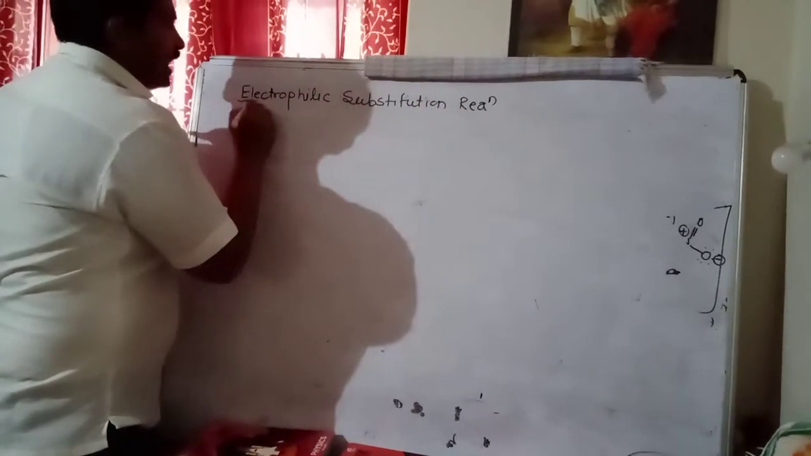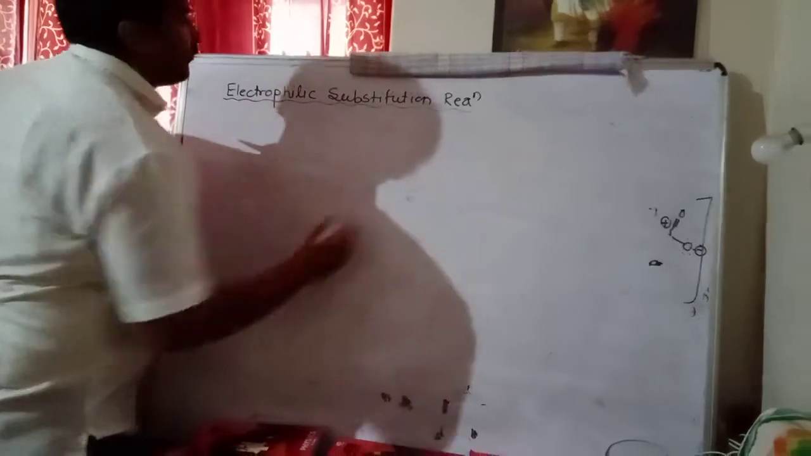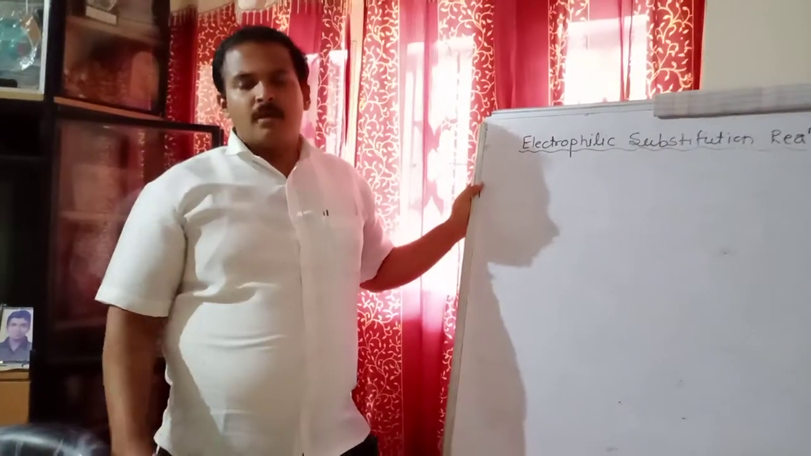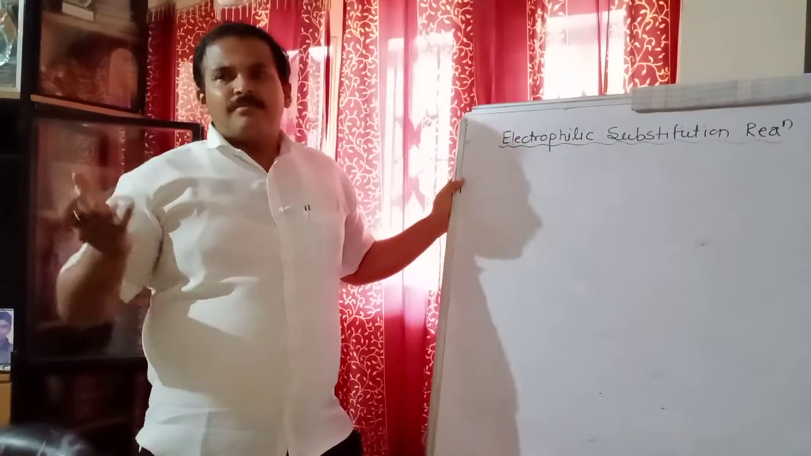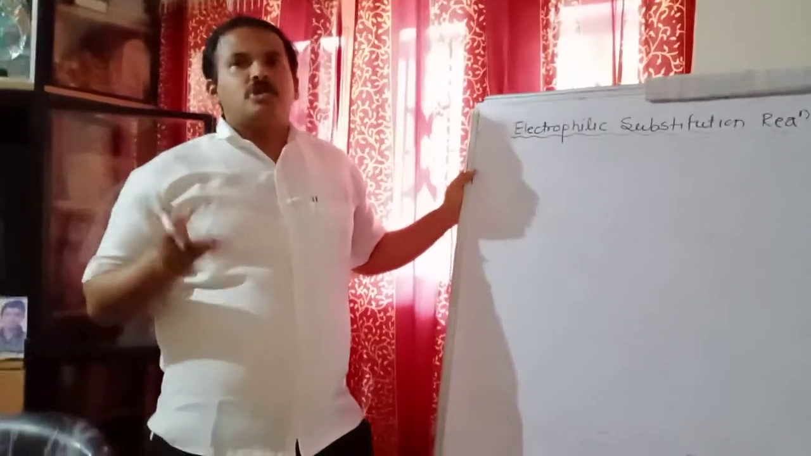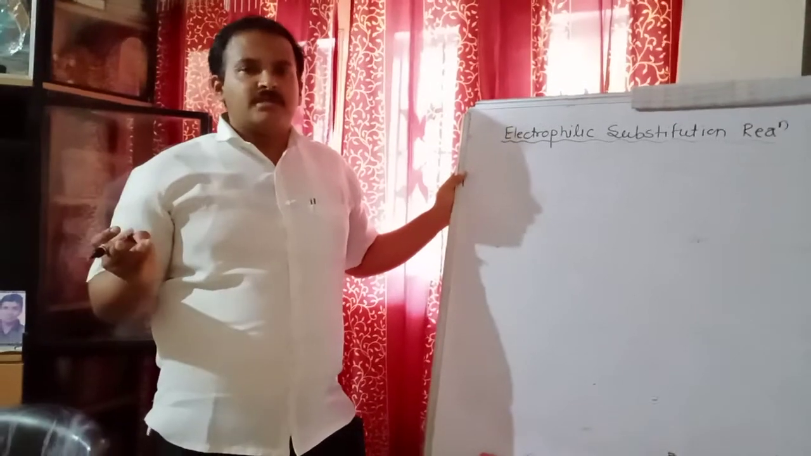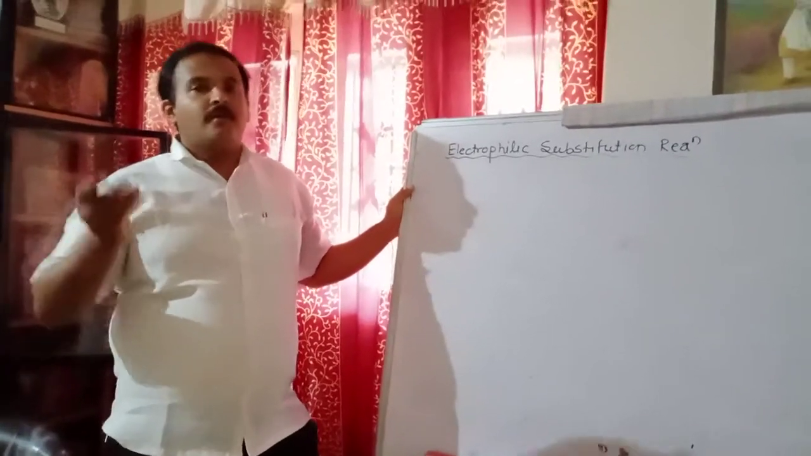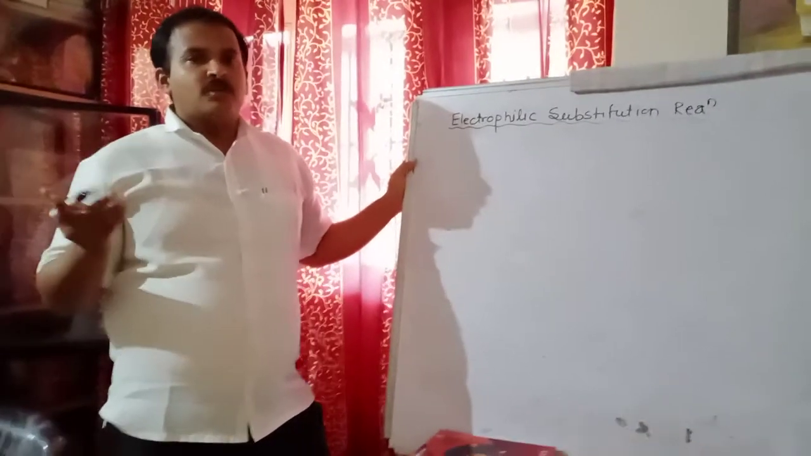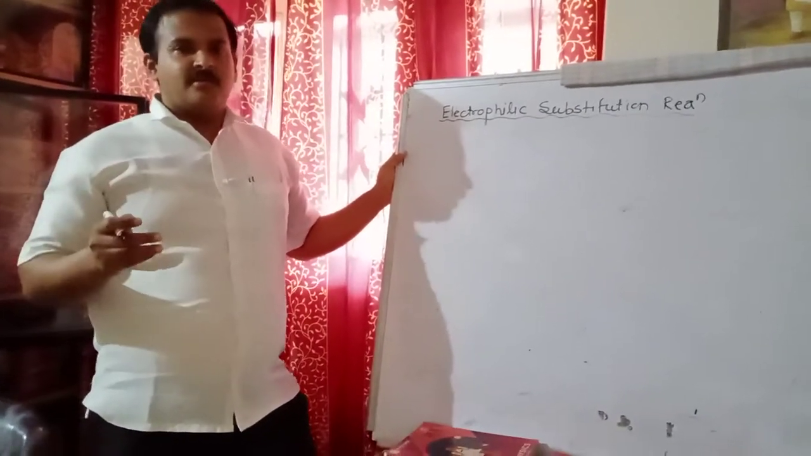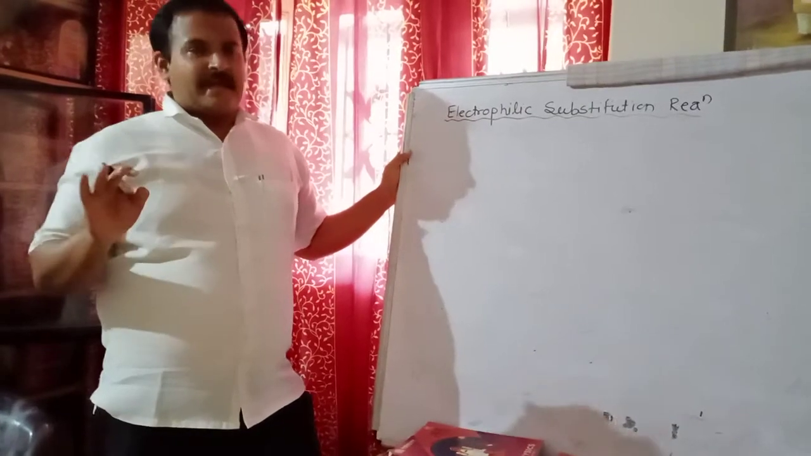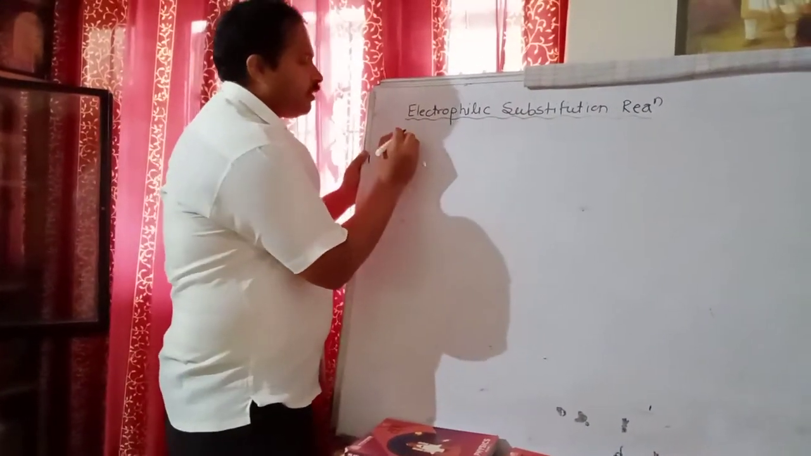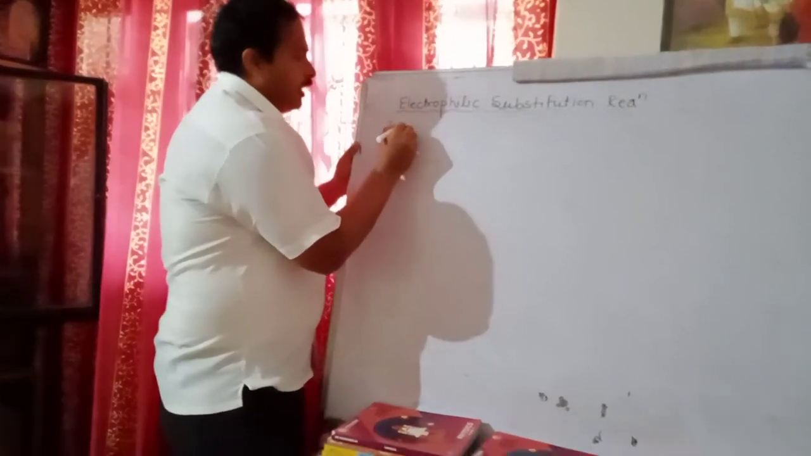Last year you have seen the electrophilic substitution reaction in aromatic compounds. Tell me examples of the electrophilic substitution reaction. You know that the first one is halogenation, second one is nitration, third one is sulfonation, and fourth one is Friedel-Crafts alkylation and acylation. Today we are going to discuss the first reaction, halogenation.